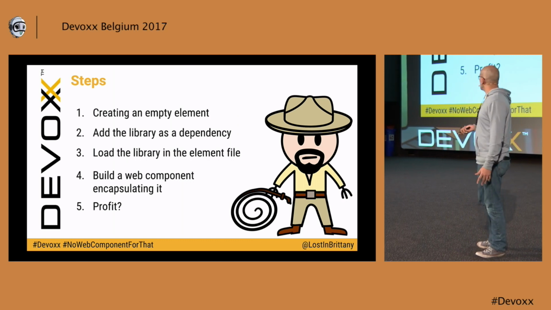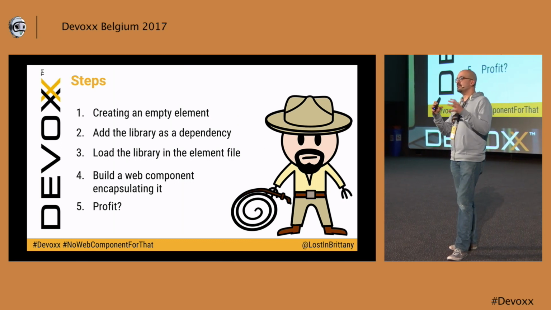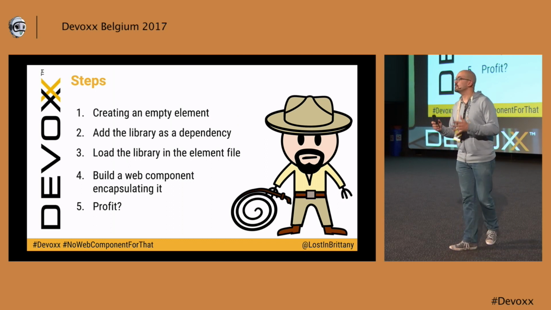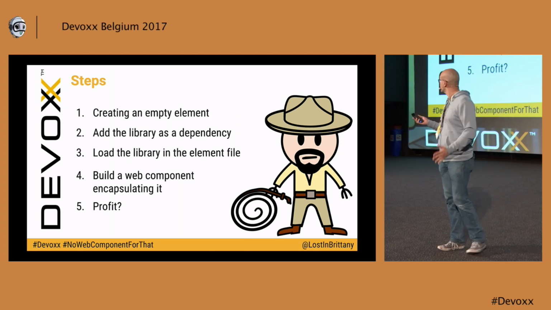And then you simply build a web component that will wire the library to the outside world, and that will do it in a web component way, using the attributes as an input and the events as an output.